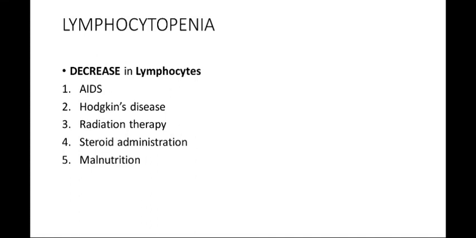Now we will see lymphocytopenia. What do you mean by lymphocytopenia? Lymphocytopenia is decrease in lymphocytes. It occurs in AIDS, Hodgkin disease, malnutrition, radiation therapy and steroid administration.